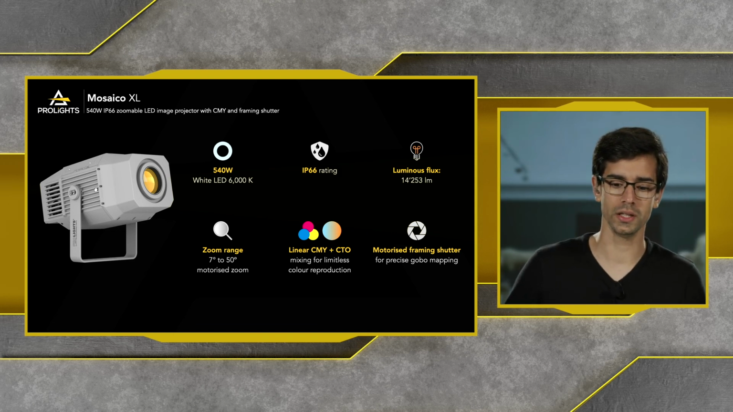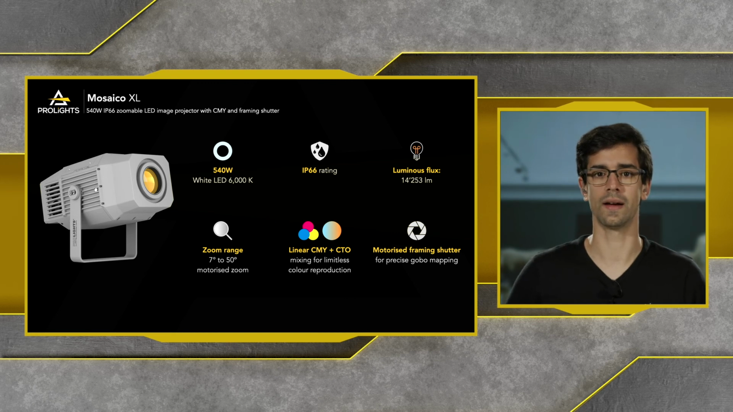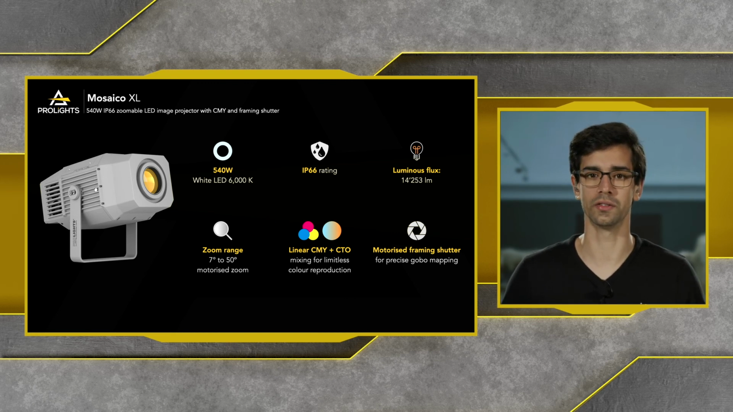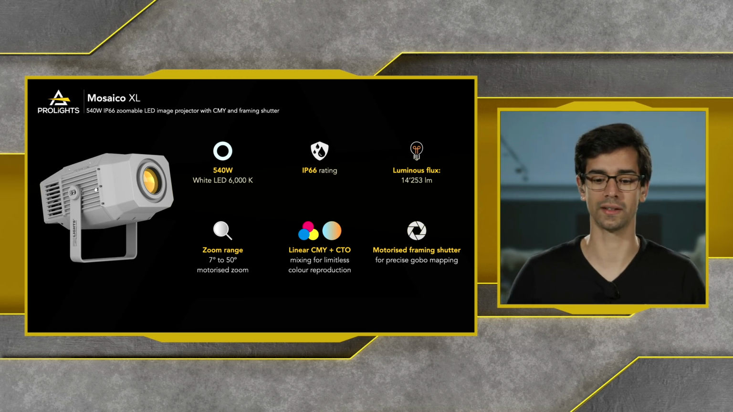The color system here is a little bit different from the Junior and the Mosaico. We've got a linear CMY with CTO control, so there's almost a limitless choice of colors that we can do with the Mosaico XL, thanks to the linear CMY flags that we have inside.